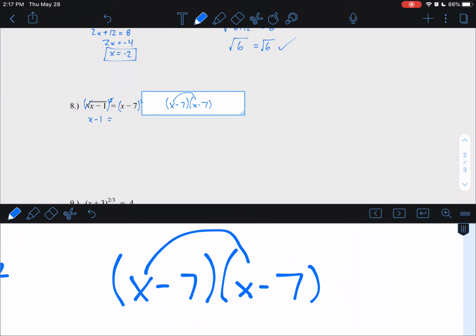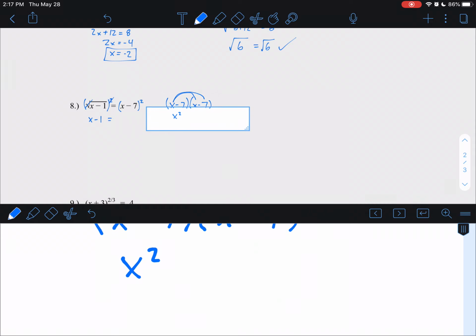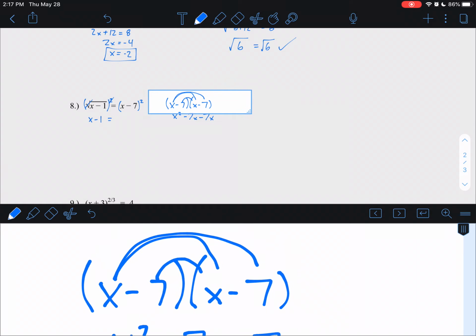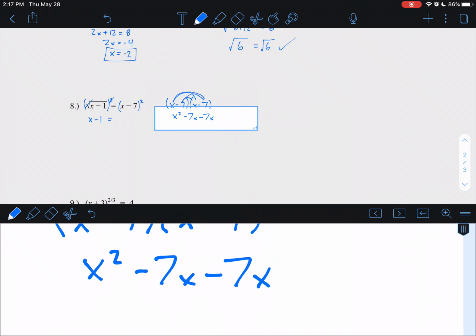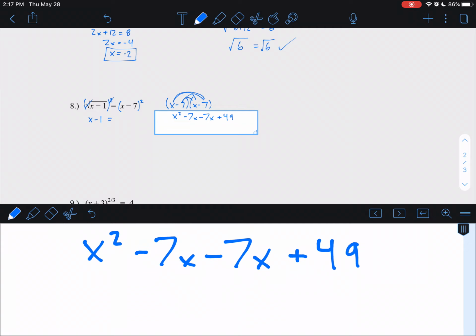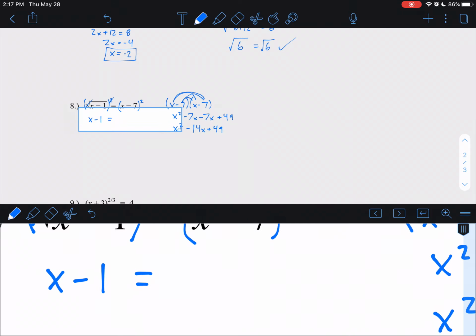So I have to do x times x, which gives me x squared. I have to do x times negative 7, which gives me negative 7x. I have to do negative 7 times x, which gives me another negative 7x. And I have to do negative 7 times negative 7, which is positive 49. And I combine my like terms. So I got x squared minus 14x plus 49. So that means x minus 1 equals x squared minus 14x plus 49.